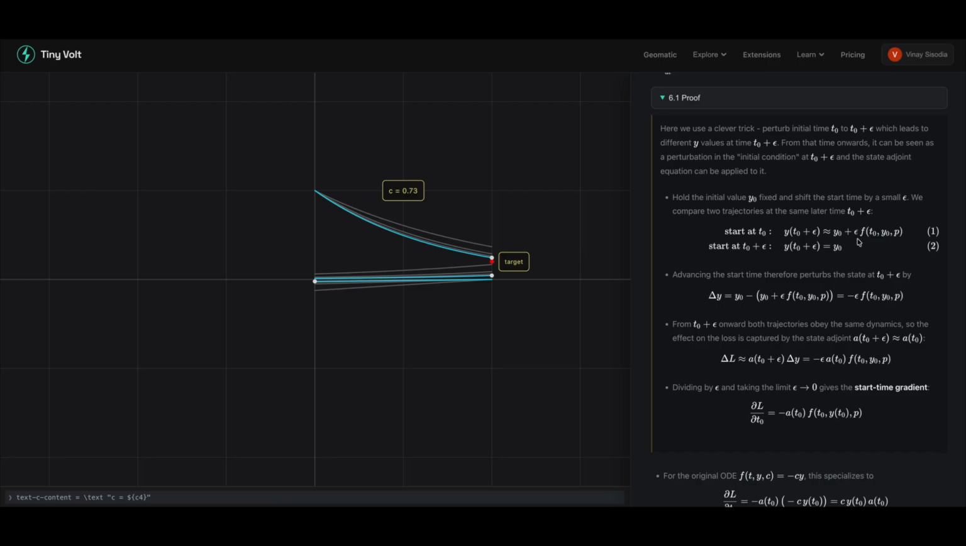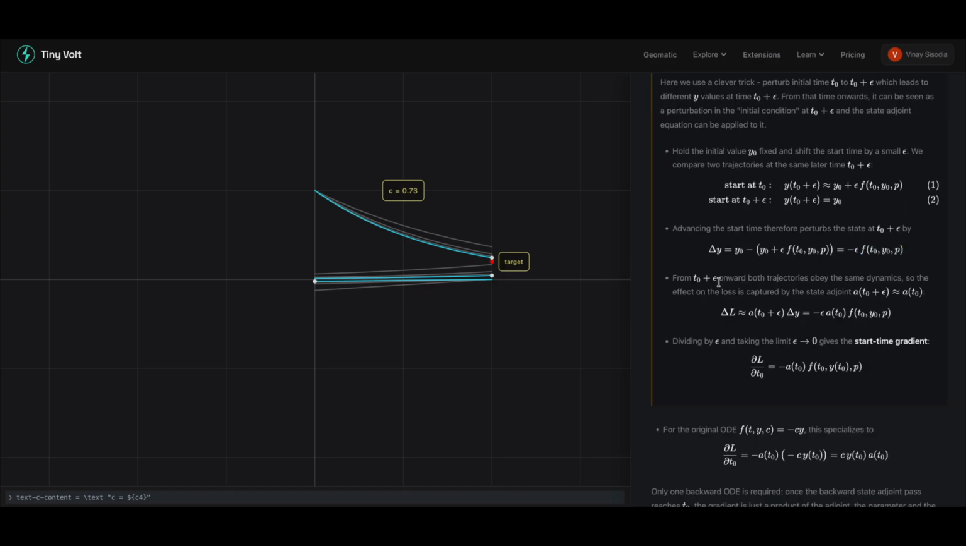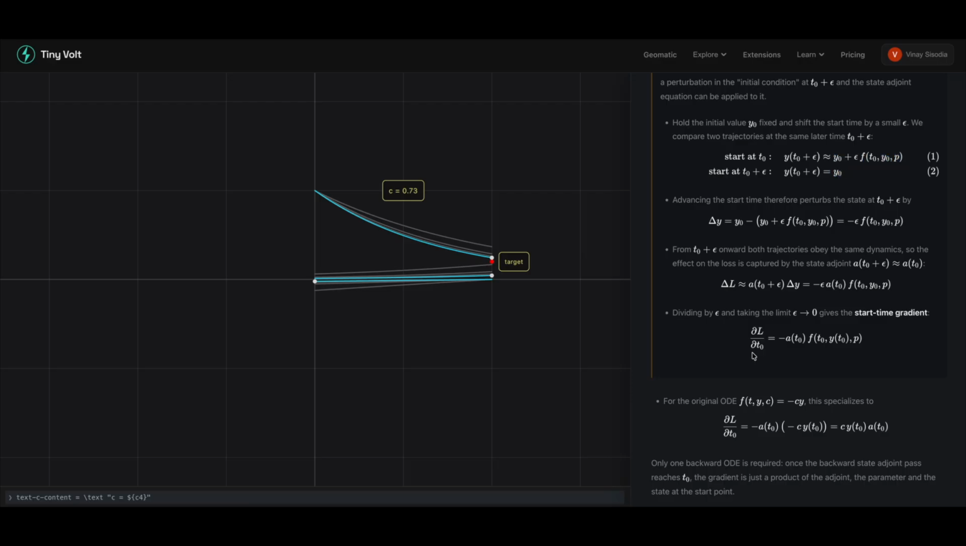And if we did not make this perturbation, if we began running this trajectory at t0 plus epsilon, then we would have started at y0. So you can think of these two equations as two equations where the start time is t0 plus epsilon, but the initial conditions for these two equations are different, and they differ by epsilon times f. So essentially we are perturbing the initial time, and by doing so we get different values at time t0 plus epsilon, and then we just assume that we began our trajectory from t0 plus epsilon, and taking the limit of epsilon we get this equation: del L by del t0 equals minus a times f.